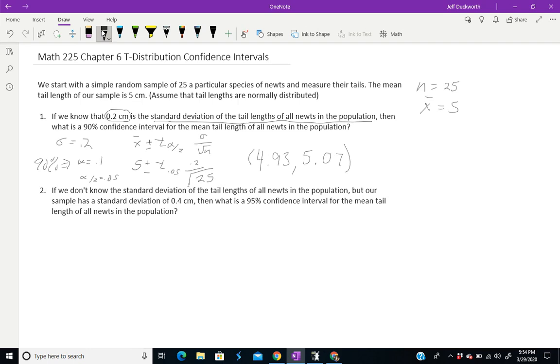All right, let's take a look at the second problem and see what changes have been made. All right, so number 2, if we don't know the standard deviation of all tail lengths of all newts of the population, but our sample has a standard deviation of 0.4 centimeters, then what is a 95% confidence interval for the mean tail length of all newts in the population? All right, so here instead of sigma, we have S, but S is okay.